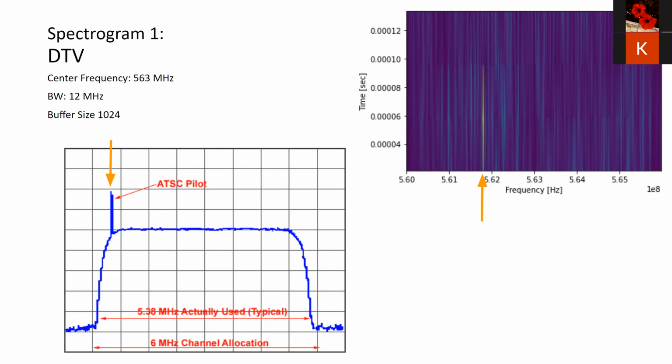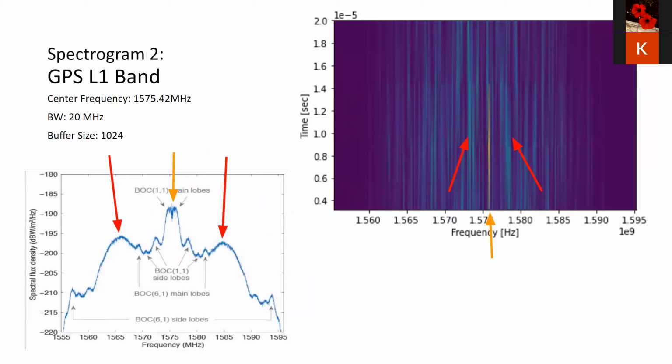Then the second signal we found was a GPS L1 band signal. The L1 band is the oldest GPS frequency band, so it's the most widely used. The carrier frequency we used for it was 1,575 megahertz. The bandwidth we used was 20 megahertz, so that's what the parameters were. The spectrum that resulted can be seen on the right, and that matches the spectrum that's seen below.